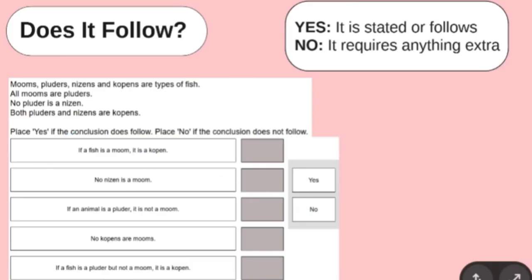Do any of you disagree with that? I think in this case you'd put yes. No nison is a moom. Oh wait, sorry. Oh my god, I'm mixing up. It's just yes. No nison is a moom because the circles do not overlap.